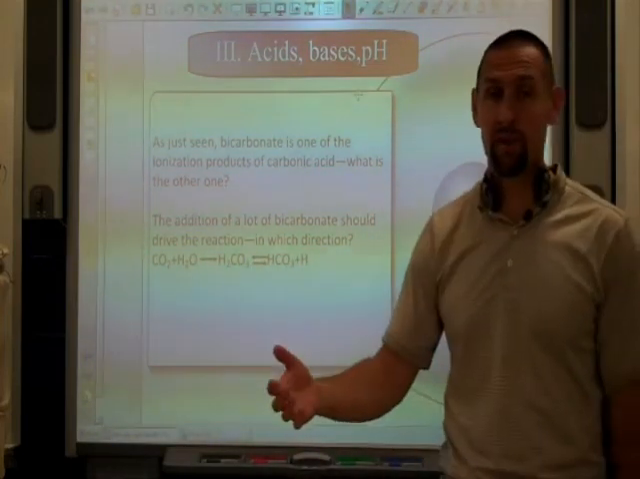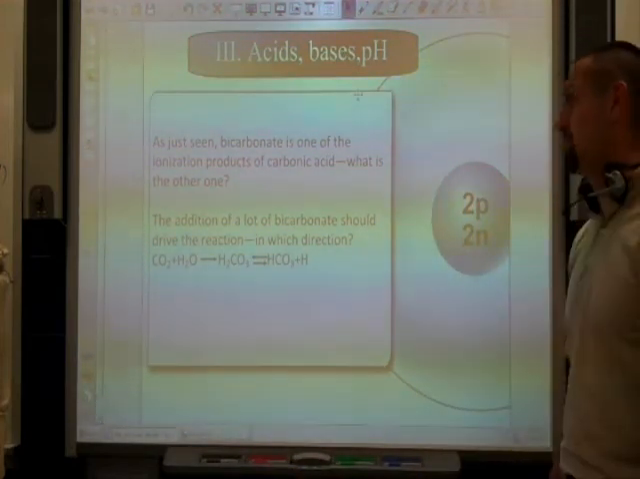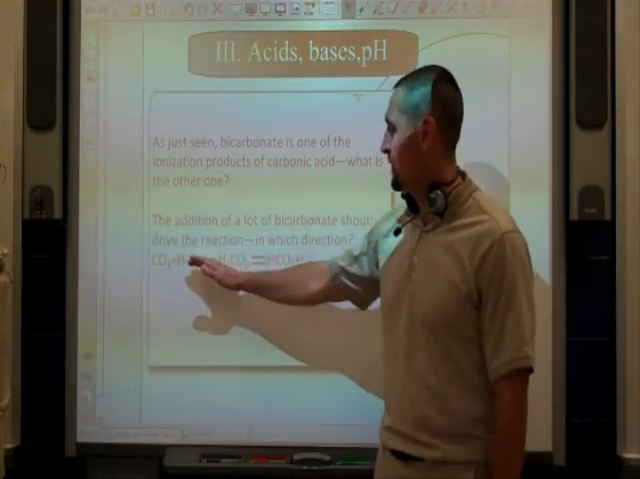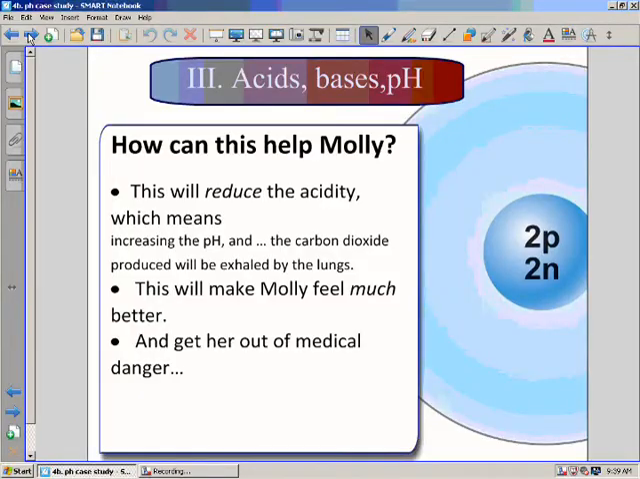As we make more carbon dioxide and water, we can help regulate our pH. Breathe out that carbon dioxide, get rid of that, and keep the reaction going in this direction until we get the body's pH back to normal.